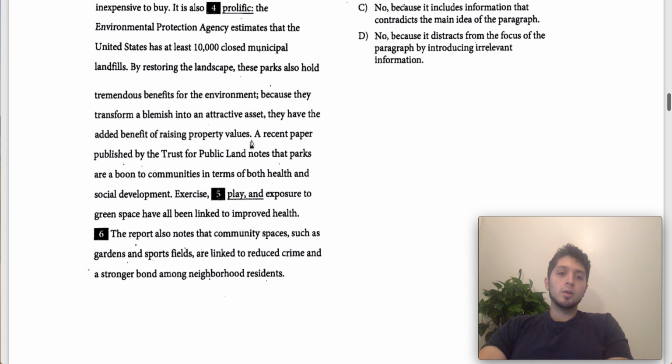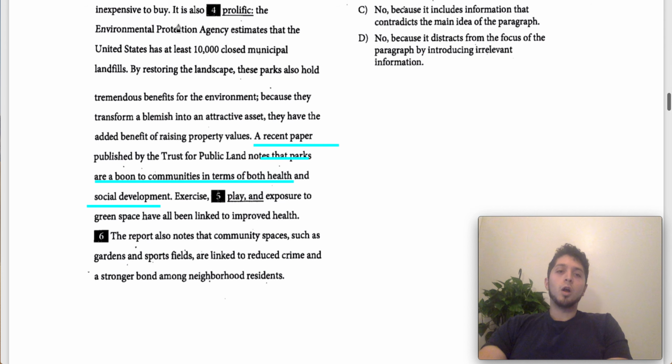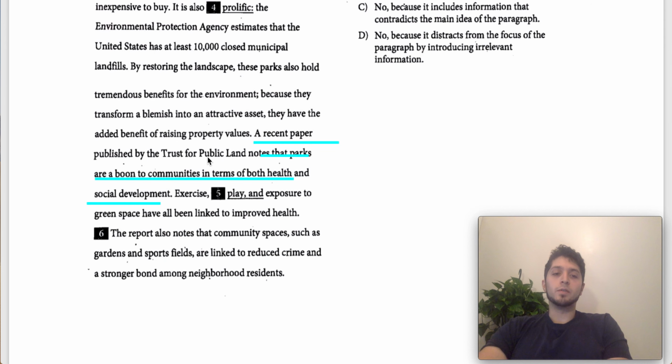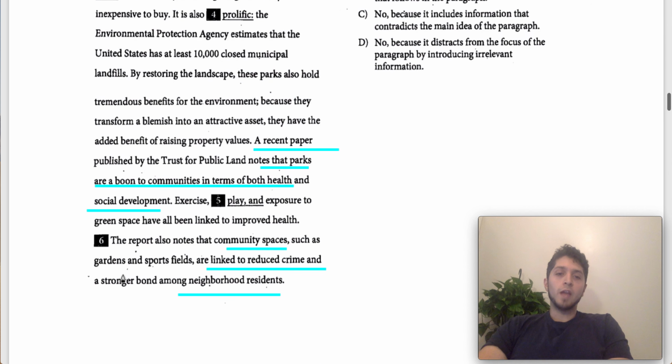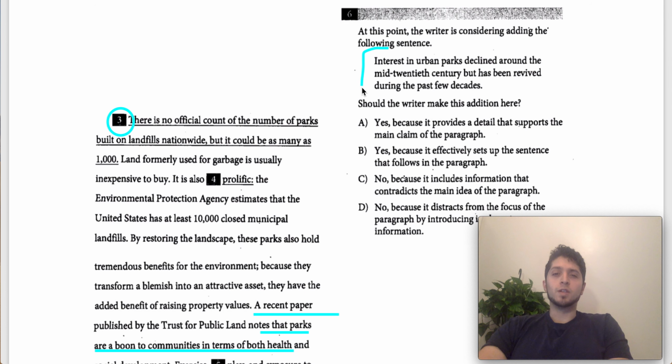Specifically, right up here, we get this: a recent paper notes that parks are a boon, or a boost, a positive for communities in terms of both health and social development. So not only do parks do all these things, but they also help in terms of health and social development. Then we get these two sentences here: exercise is linked to improved health. It also notes that community spaces lead to reduced crime and a stronger bond among neighborhood residents. So this seemed to continue to support the idea that parks are a benefit, and in particular that parks are a benefit because they support both health and social development. And so this is the point at which we want to add this fact about the interest in urban parks.